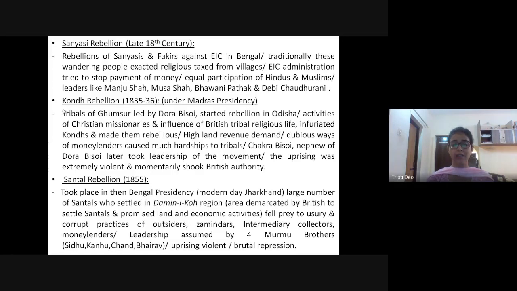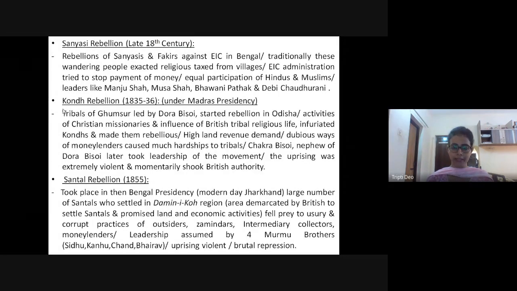They were dependent on religious taxes from different villages, the sannyasis and fakirs. So what the East India Company did was stop the payment. The East India Company felt that sannyasis and fakirs were taking this money unnecessarily, and that this revenue should come to them. So the Company started to stop the payment of this money. And this would, of course, anger the sannyasis and fakirs, right? So this was one of the major reasons for their conflict with the East India Company.